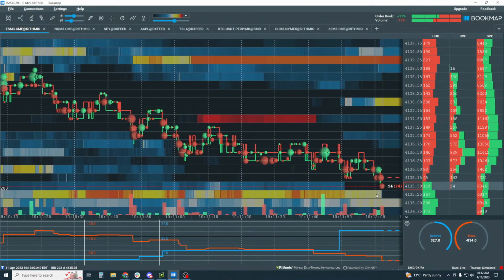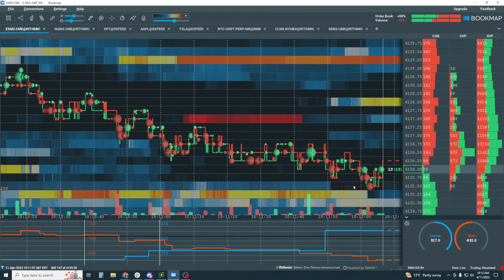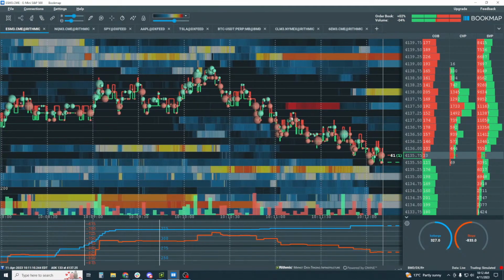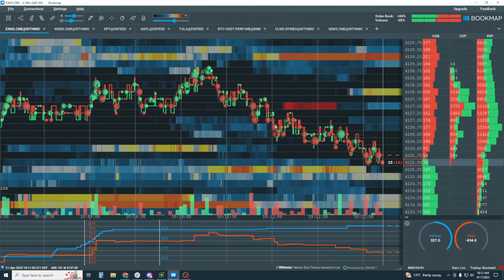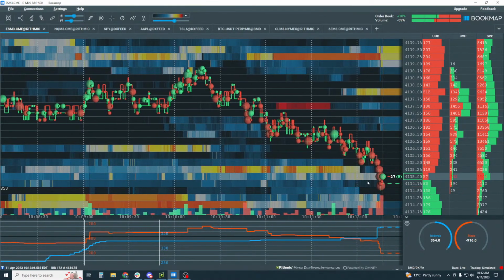And that seems to be the case. Therefore, we were looking for this to continue on lower. Okay, it's as simple as that. This is not rocket science. It's the context of these players and the orders here. Okay, and there's our move into 35.